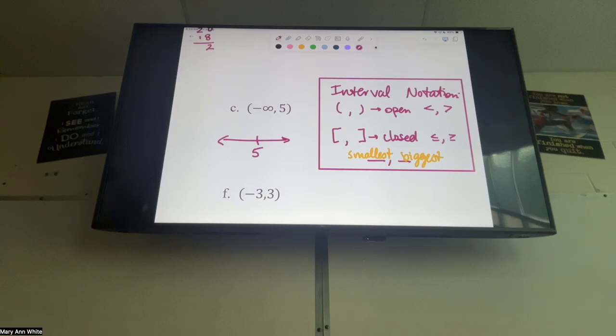Less than, good, it's going to be all the smaller ones. And remind me, is this an open or closed circle on that 5? Open, good.